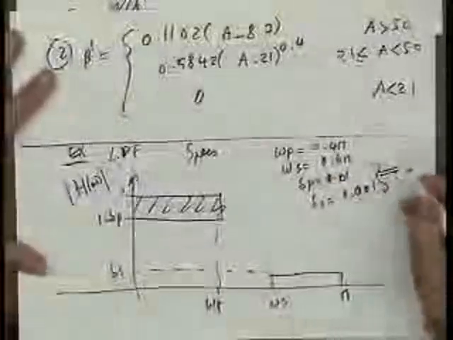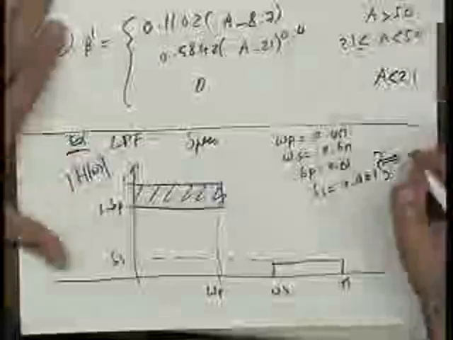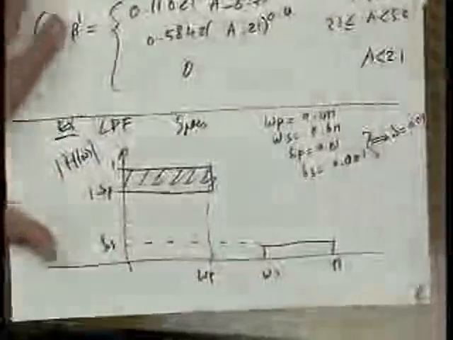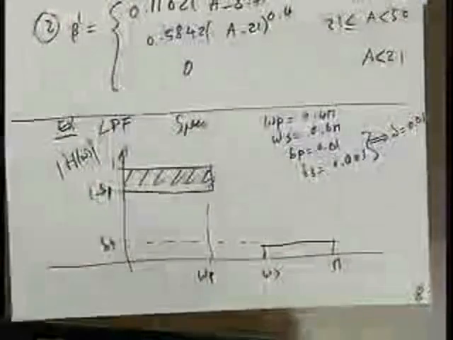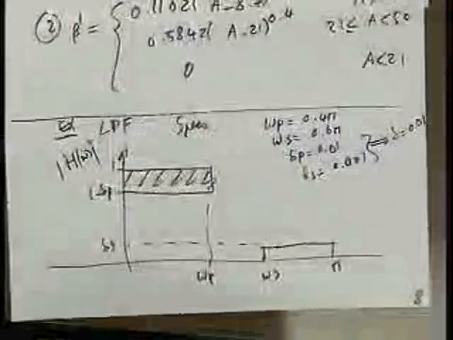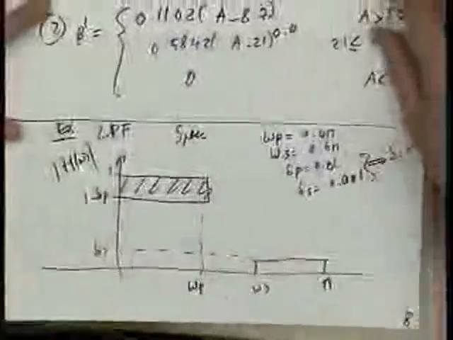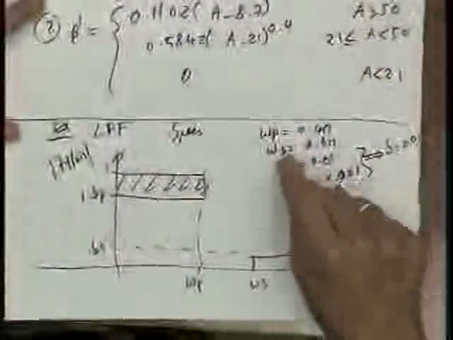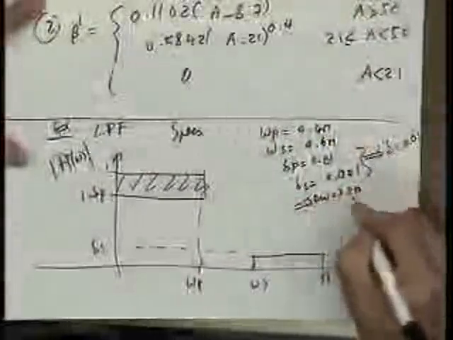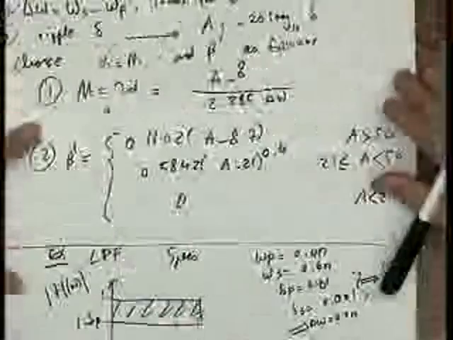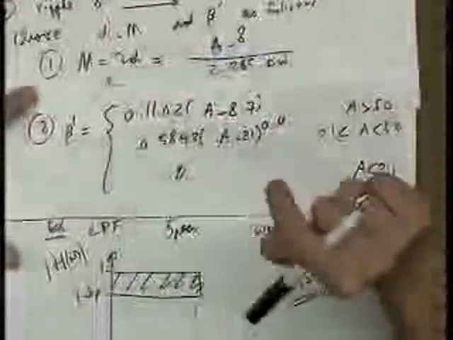Based on this, we have to pick this delta parameter, which goes into these equations, as the larger of the two, 0.01. Okay? And here we go. We know what omega p and omega s are. Subtract these two, you get delta omega. Delta omega is 0.2 pi. You plug that in here, and that tells you what your value of alpha is.